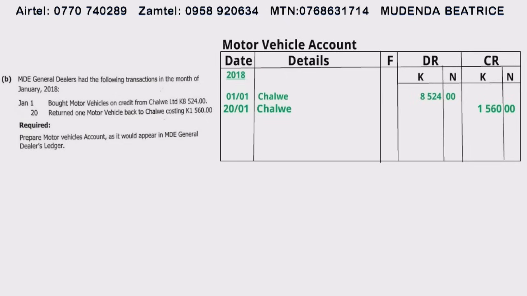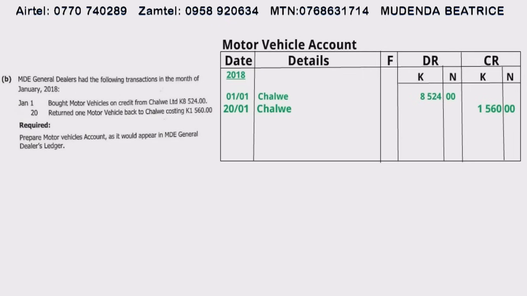Okay. Now once we have done this, these are the only two transactions that happened under the motor vehicle account. So what we're going to do now is balance the book. Okay, we're going to balance the motor vehicle account. So for us to determine our balance carried down, we can just look at these two numbers. Whichever number is bigger will be the total income or expenditure of that particular month.